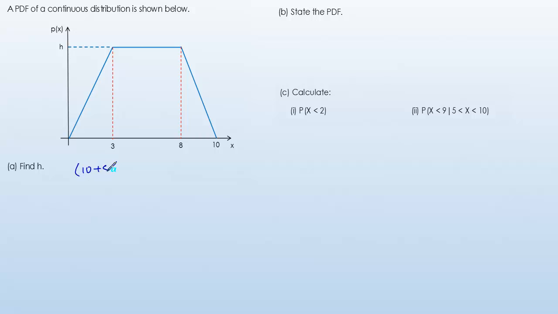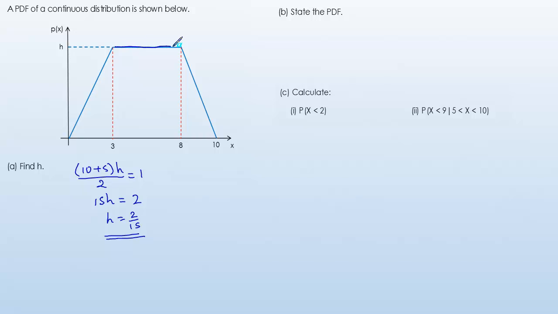So we can say that (10 + 5) multiplied by h divided by 2 must be equal to 1. So 15h must be equal to 2. So h is going to be 2/15. We now want to state the PDF.